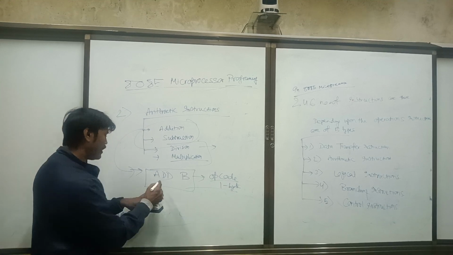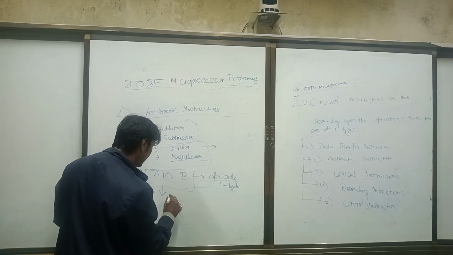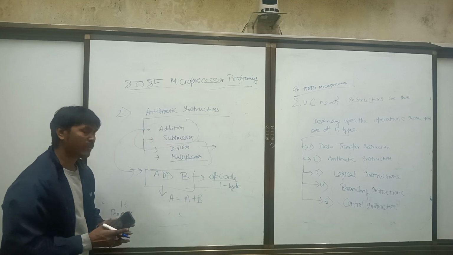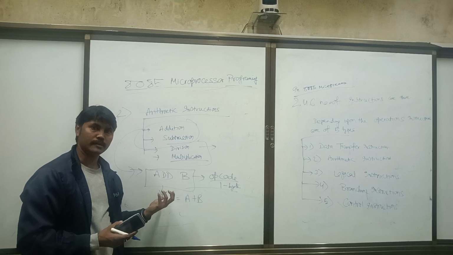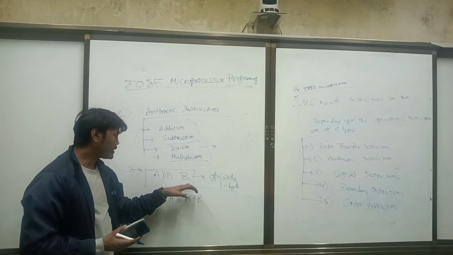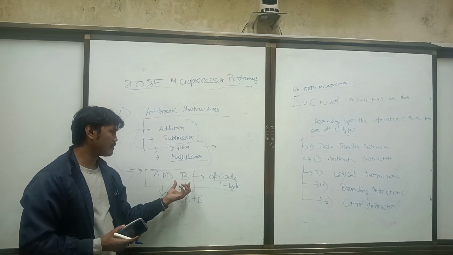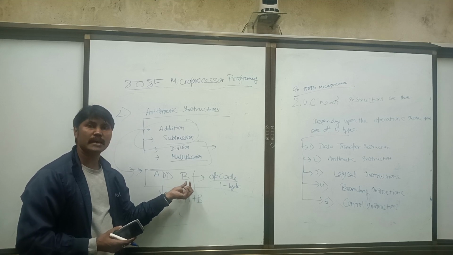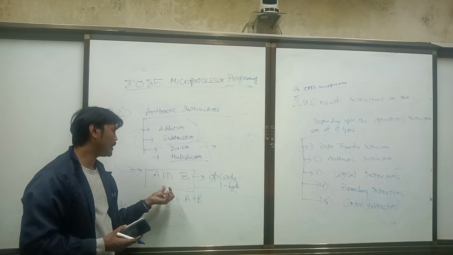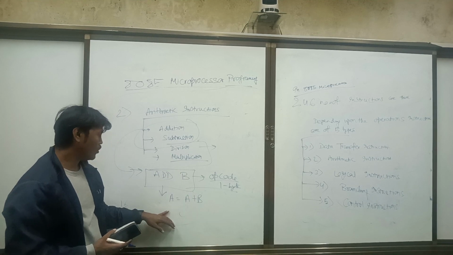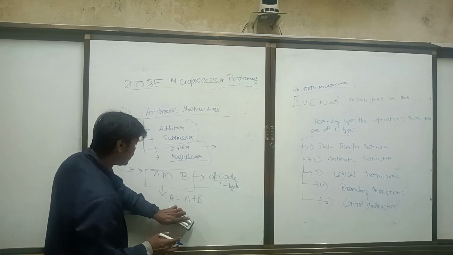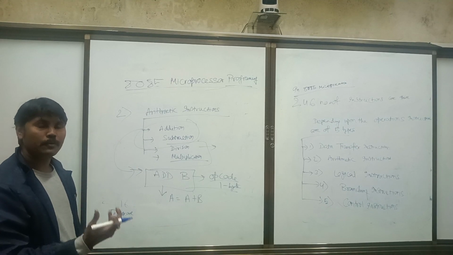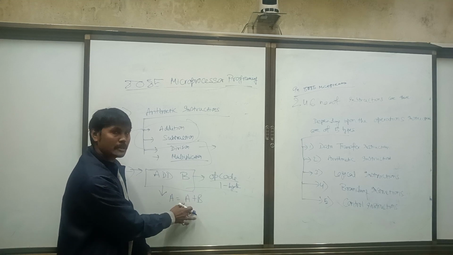Now ADD B, what actually happens? ADD B means the internal operation A equals A plus B. Whatever content is already in the accumulator, the content of register B will be added with the accumulator. So the internal operation is A equals A plus B, and the result will be temporarily held in the accumulator, right?